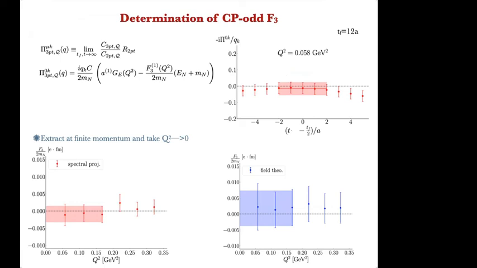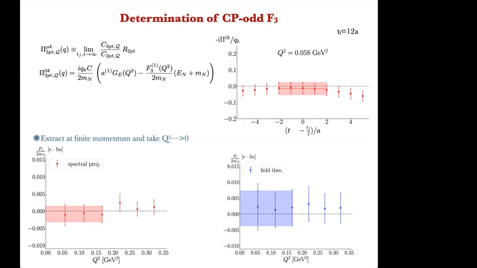So my first question is, do you believe that the difference in sign at low Q squared between the two methods is consistent with errors, or do you think there's a qualitative reason? It's consistent with errors. You cannot say anything at the moment.